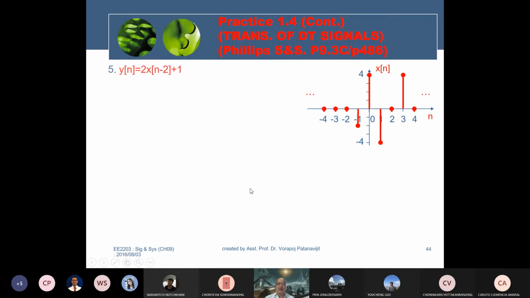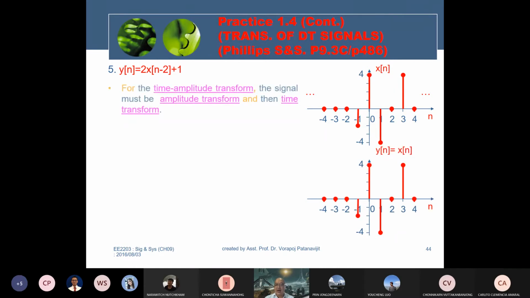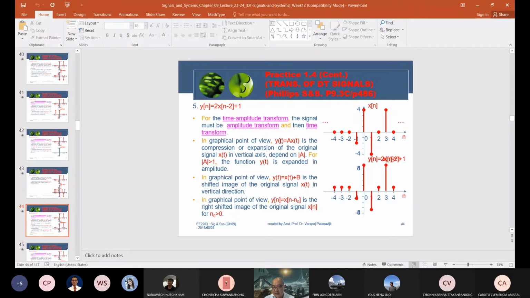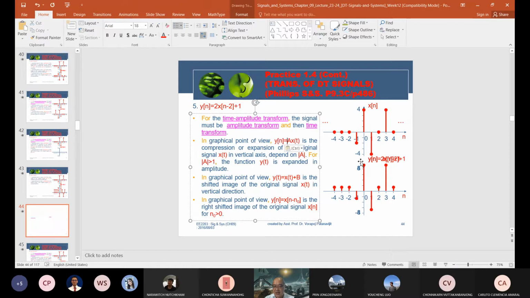Okay, the next one, y[n] equal to 2x[n-2] plus 1. For the time and amplitude transform, the signal must be amplitude transformed first and then time transformed later. This is the same. Wait a minute. For the redraw, I change the slide variable from t to n first.